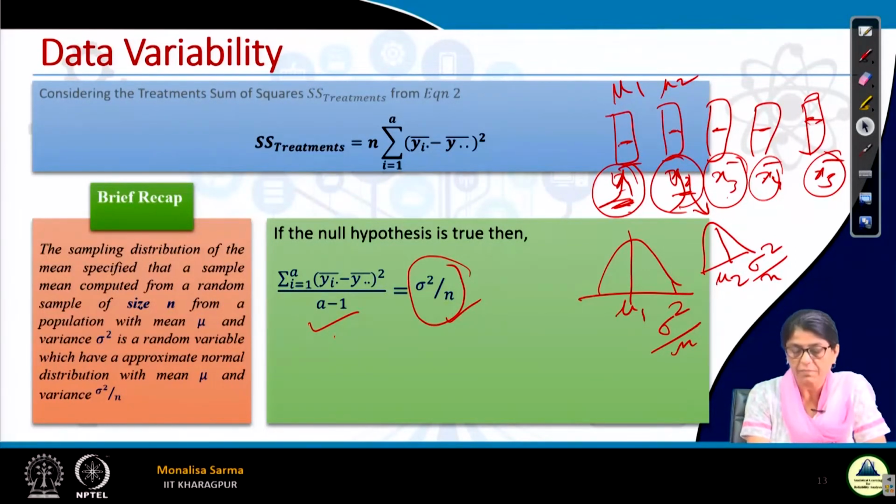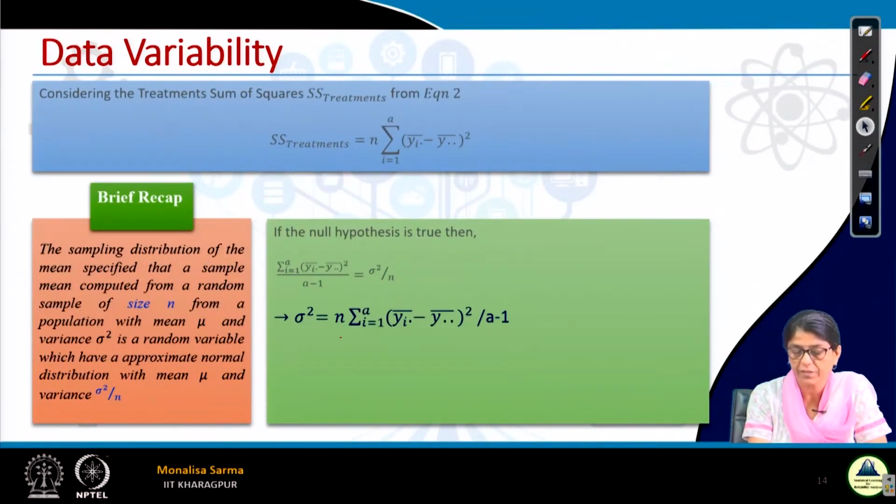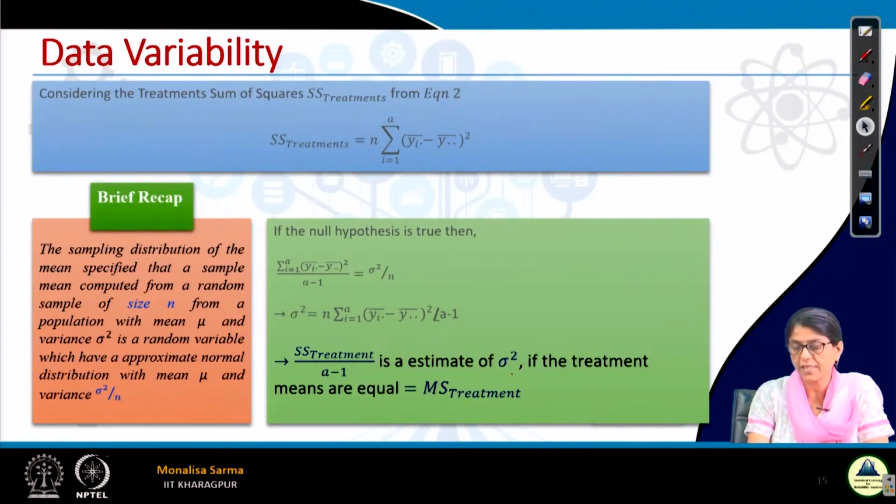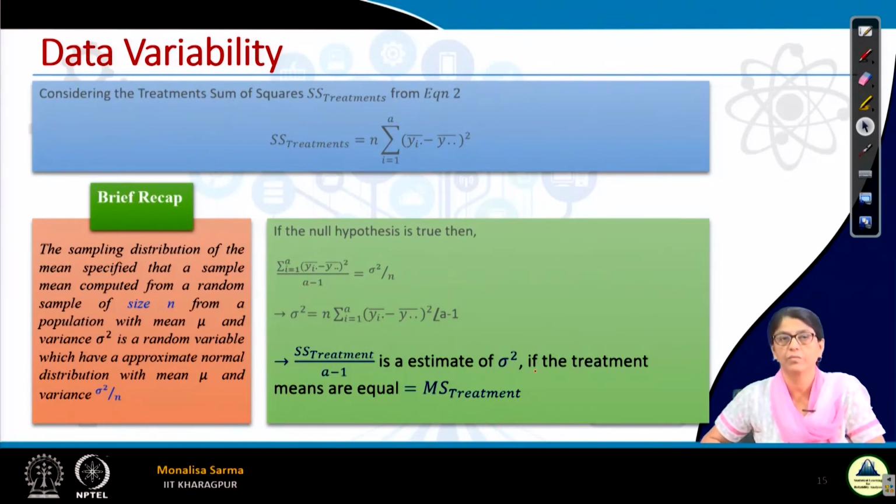Then by simplifying it a bit, what did I get? My sigma square is nothing but this divided by A minus 1, and I have taken this side. So my sigma square is this by A minus 1, and this portion is my SS treatment. So now what is the sigma square? That means SS treatment divided by A minus 1. So SS treatment by A minus 1 is the estimate of sigma square if the treatment means are equal.